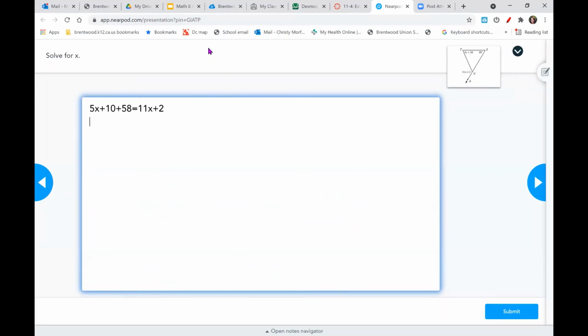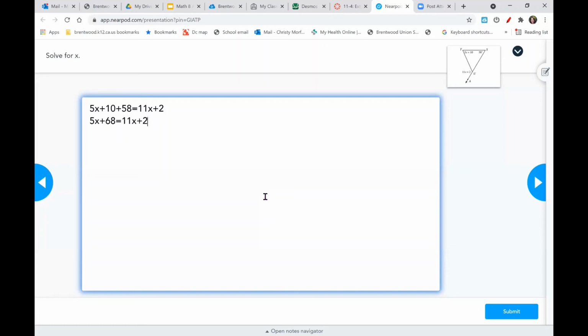So let's clean this up a little bit. Hit enter. I'm going to use my mouse to show you 10 and 58 are numbers that are like terms. We can add those together. So you want to copy the 5x and 10 plus 58 is 68. And then because I don't feel like typing, I'm going to control copy and paste. If you feel like typing, then type in equals 11x plus 2. All we're doing is copying that.